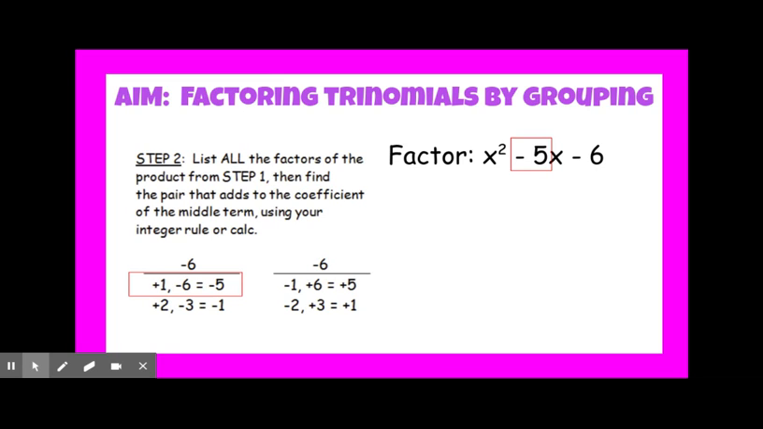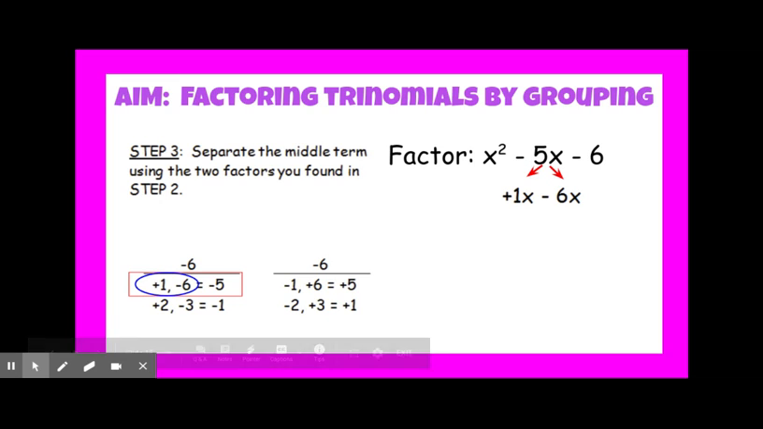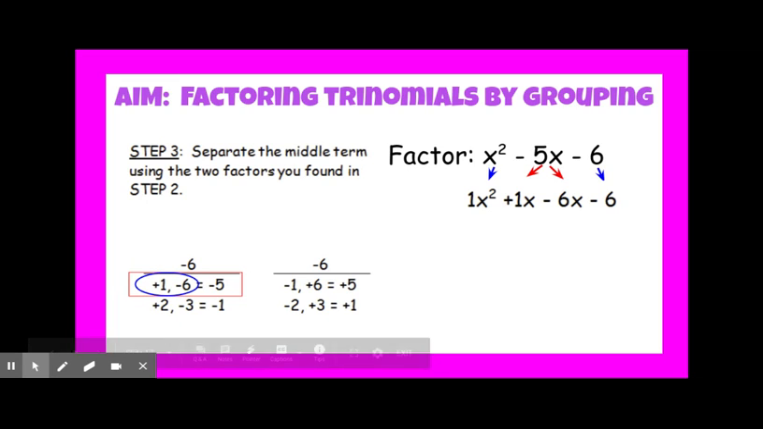The same steps are going to occur. The only thing that's different is that we now have negative and positive numbers. So we go to step 3, and make sure that you find the two numbers that we're going to separate -5 into. We bring down the -5 as a +1x and a -6x. So now the signs are different. We bring down our two terms, x squared and -6, and now we're going to group it. Pause the video here and make sure you get these steps down.